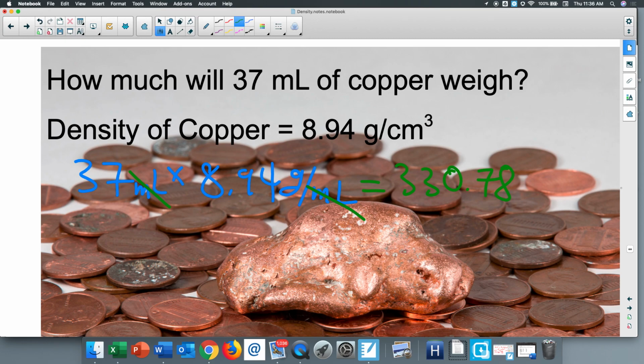330.78 grams. What unit would that be in? Gram, which makes sense as a mass. We like that. Mallory, how many sig figs should I probably have in my answer? 2. So what should my answer be, Bridget?